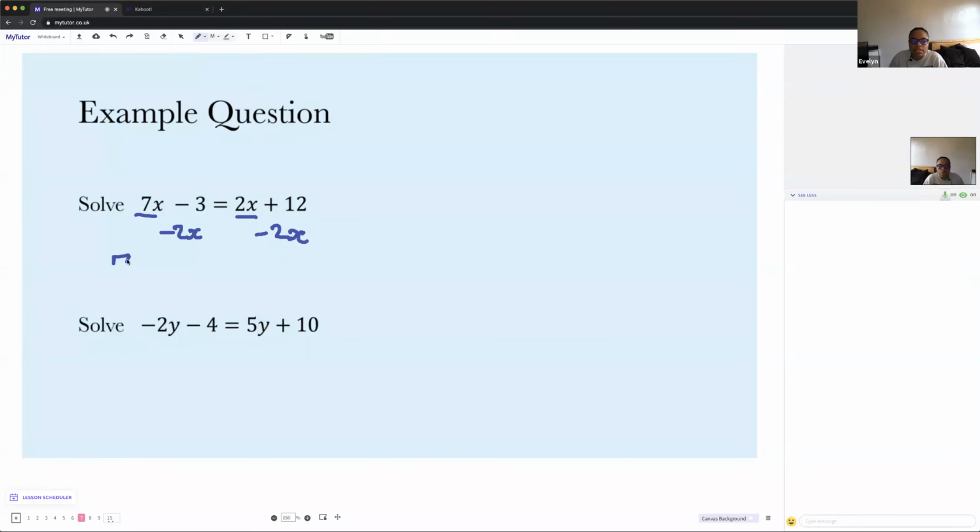So we've got 7x minus 2x minus 3 on the left-hand side. On the right-hand side, you've got 12. If I simplify this 7x minus 2x, it's just 5x because 7 minus 2 is 5. So you've got 5x and then you still have your minus 3 equals 12. And then we're going to solve this last part.